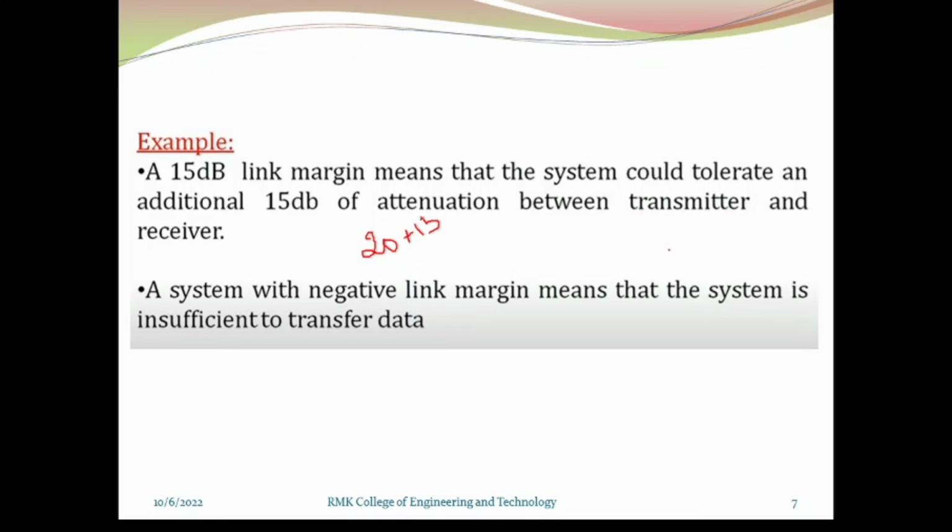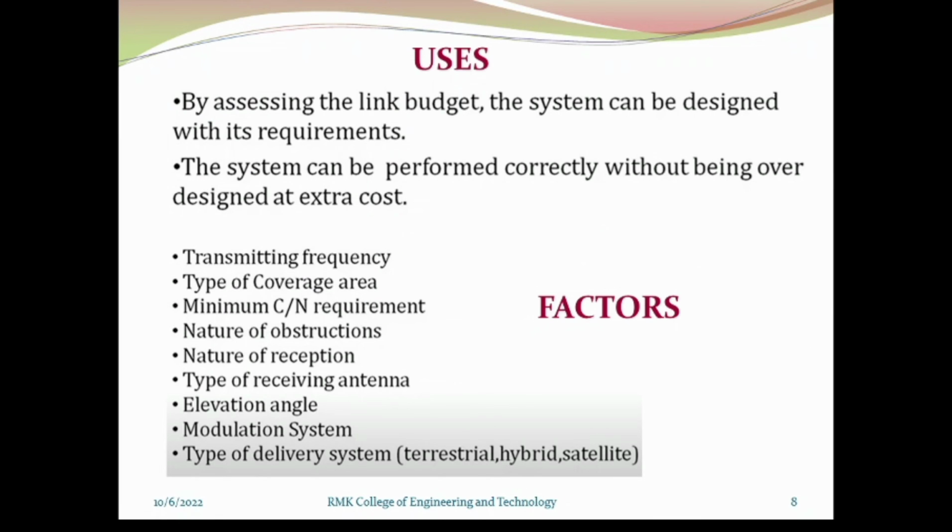So the total power will now be 35 dB, right? So 35 dB means we can receive only 20 dB of power, because this 15 dB will be tolerable. It will be attenuated, right? So this is the way we are going to calculate. Suppose the link margin is negative, what will happen? Now the receiver does not receive sufficient data. So that is a very important factor here.